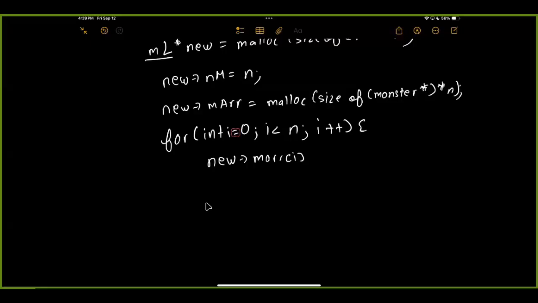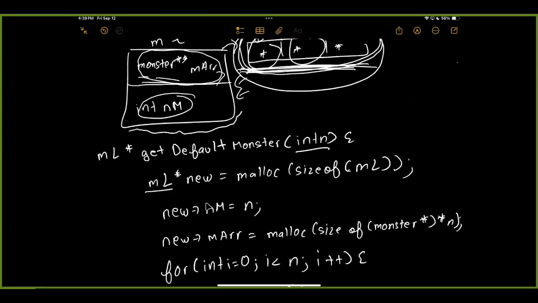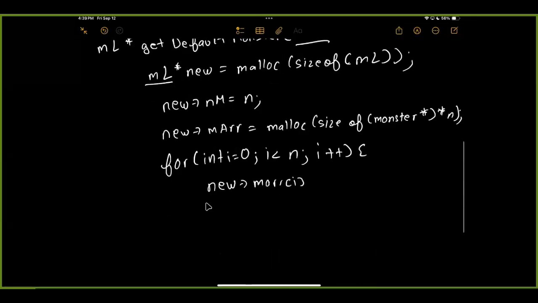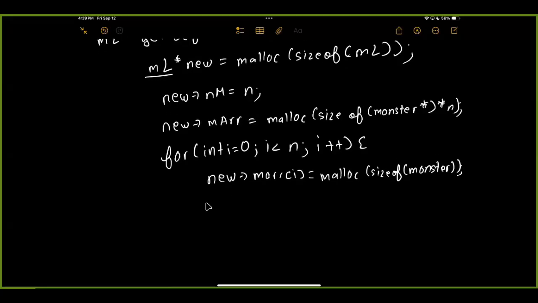Oh, sorry, I need to allocate the, okay, yeah, I've allocated this space. Now I need to make space for the structure of monster, right? So m array at i equals to malloc size of monster. Once I've done that, now I can just, with the initialize function, initialize this memory with useful information and then return the new array, right?